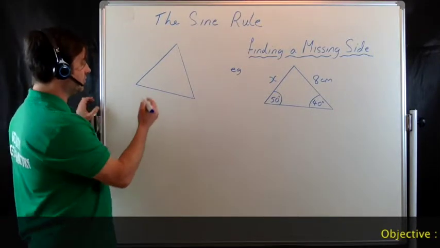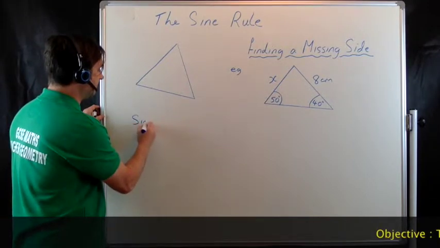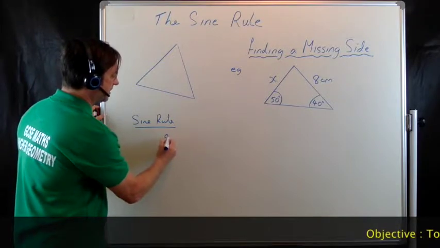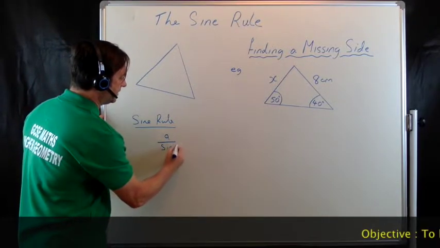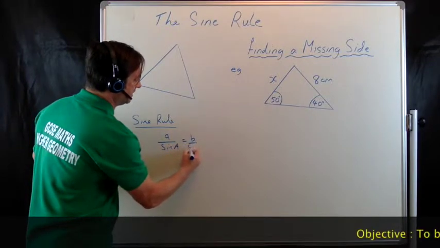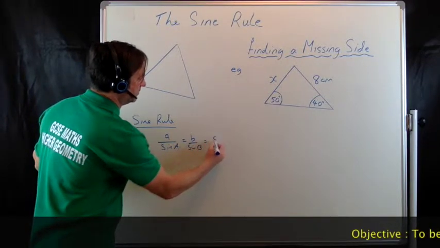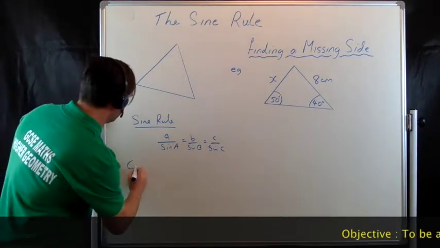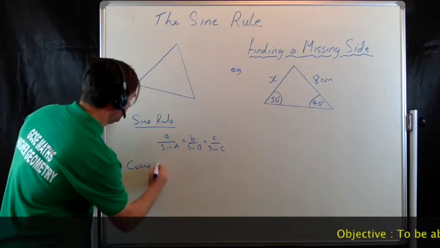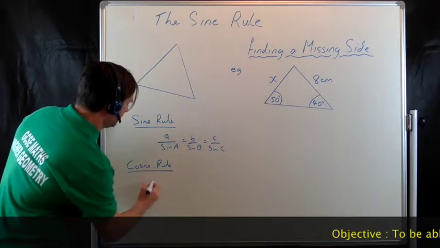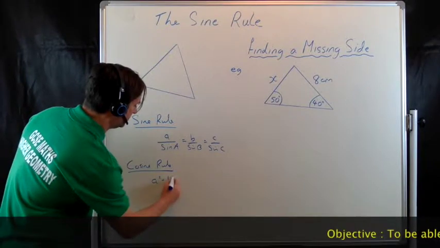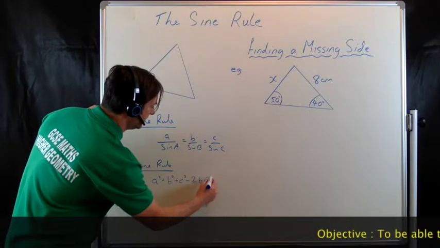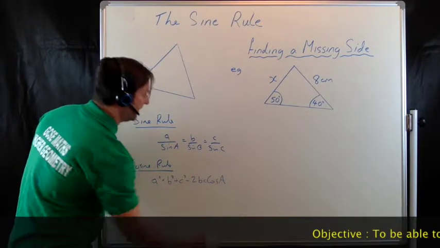So the two rules are as follows. You've got the sine rule, which states that little a over sin A equals little b over sin B equals little c over sin C. You've also got the cosine rule, and that states that a squared equals b squared plus c squared, take away 2bc cos big A.